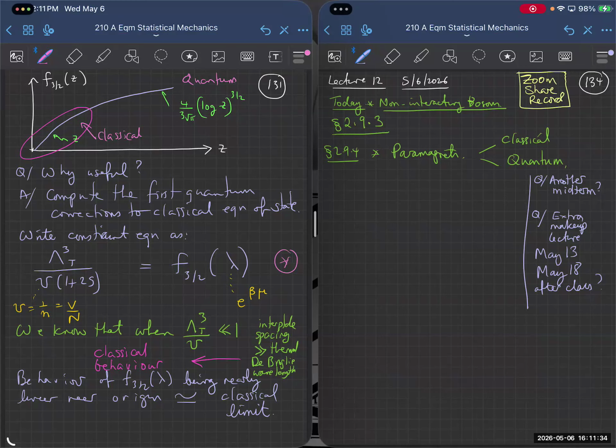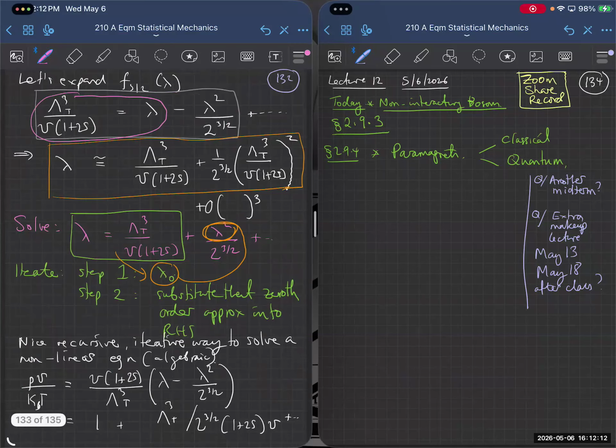And so what I showed you was that when the left-hand side is very small, namely the thermal de Broglie wavelength is much smaller than the volume per particle, what that means is that the distance between particles is much larger than the quantum fuzziness of the particles. And so that's the classical limit. And because the function on the right-hand side, the f3 halves function, looks like I've drawn on the top of the left-hand panel, what that means is that we're just looking at the linear and next-to-linear behavior of that function f3 halves.